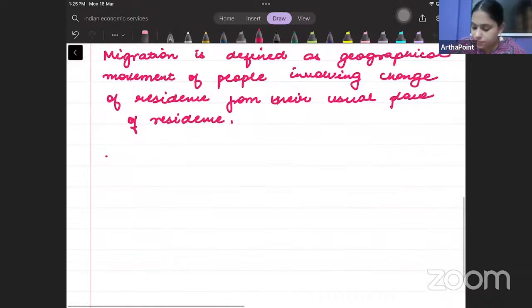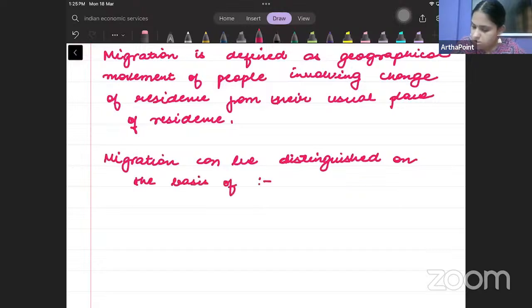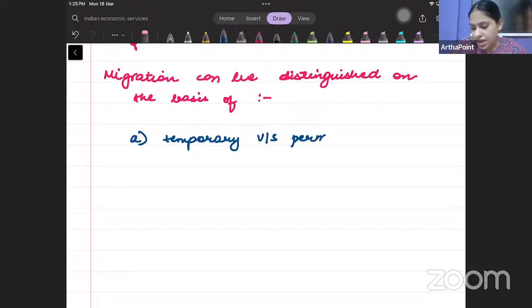So please write down, migration can be distinguished on the basis of... So we can go ahead and distinguish the different kinds of migration. हम अलग अलग migration को distinguish कर सकते हैं. The first one can be, beta, temporary versus permanent. क्या आप कुछ टाइम के लिए शिफ्ट हो रहे हो या परमानेंटली शिफ्ट हो रहे हो?